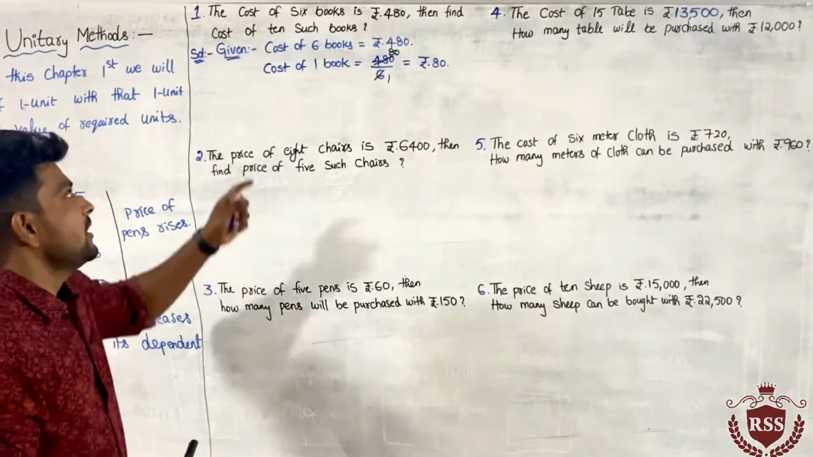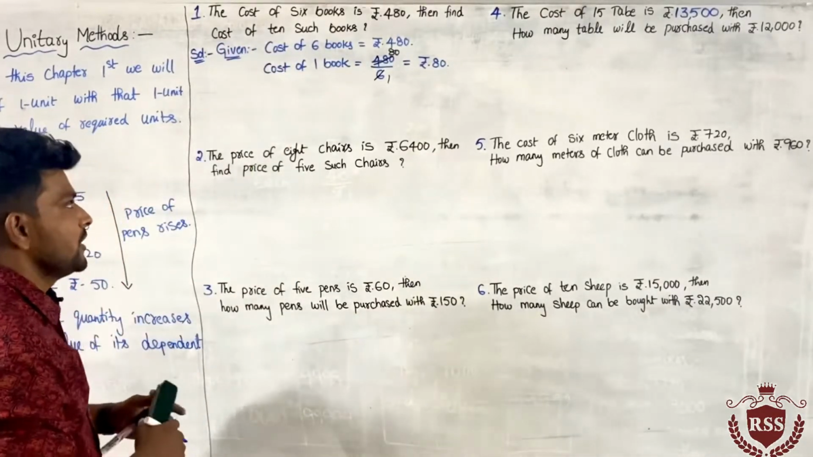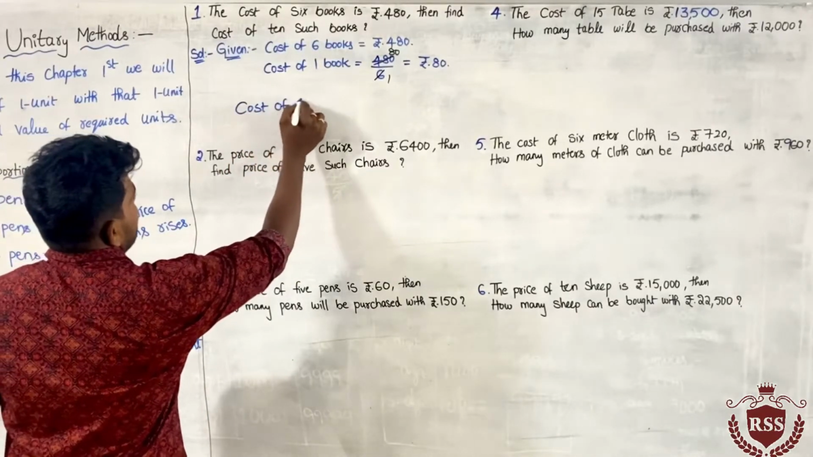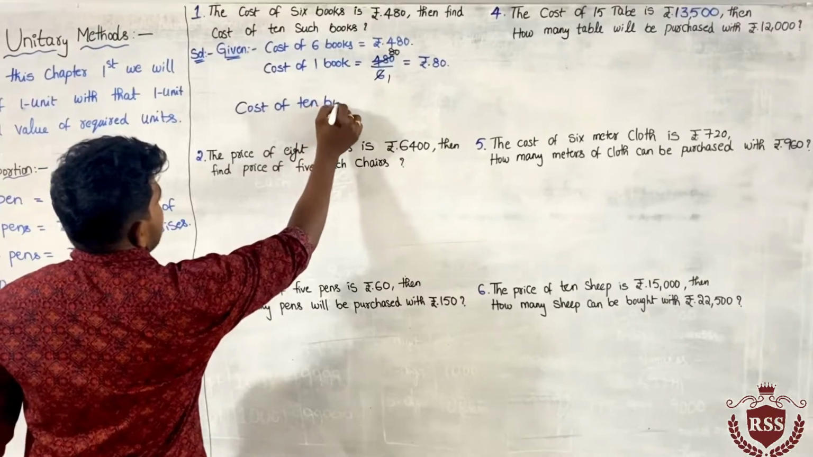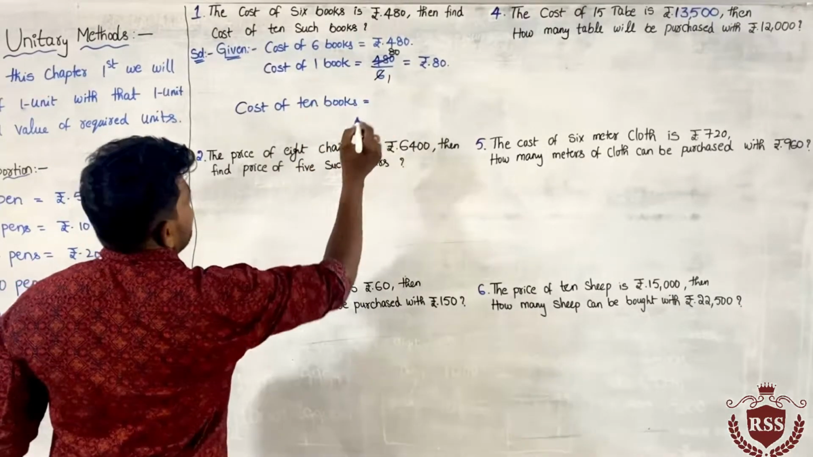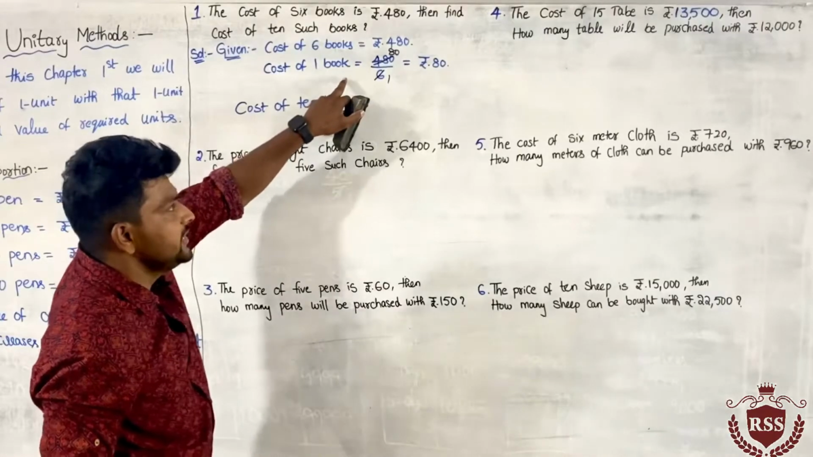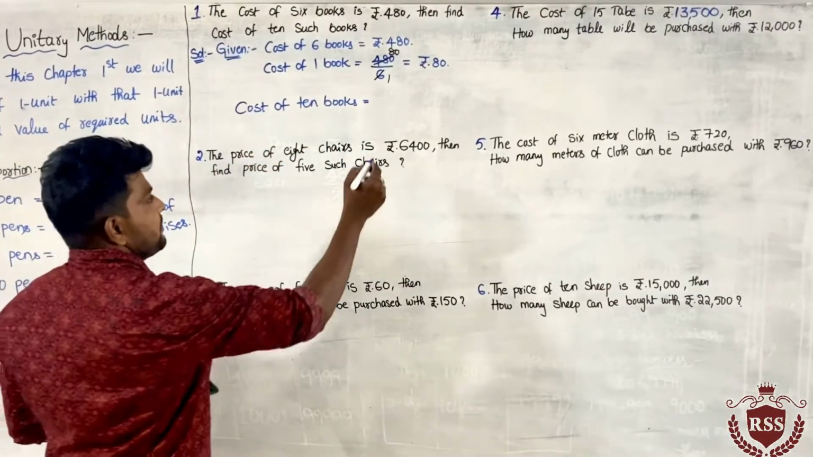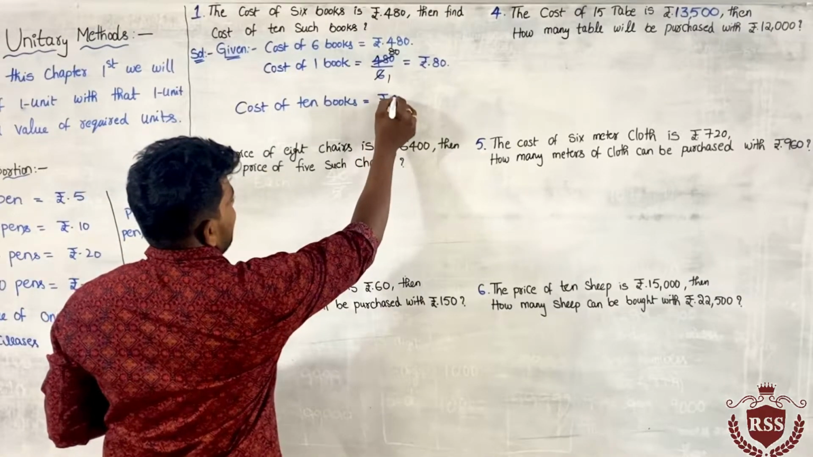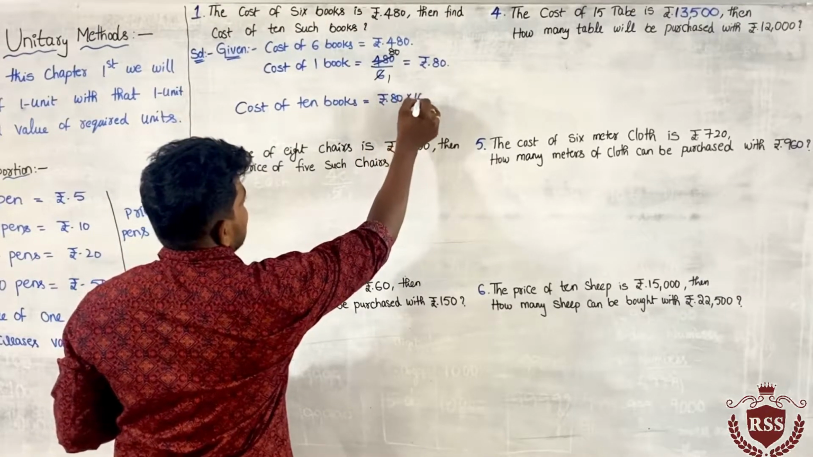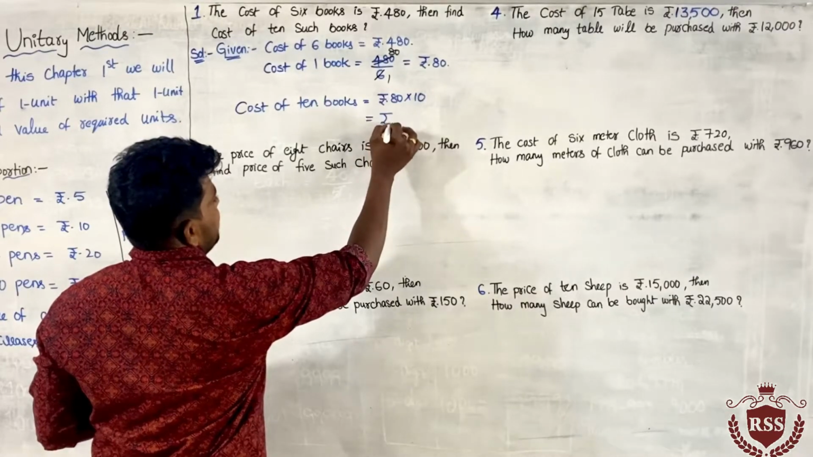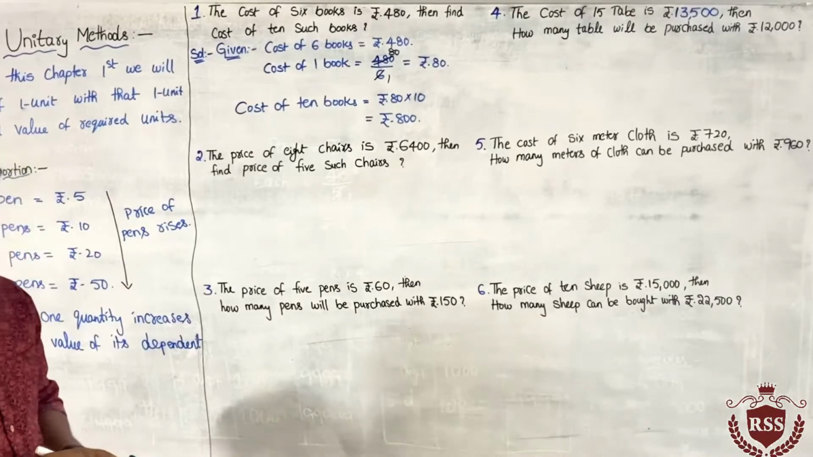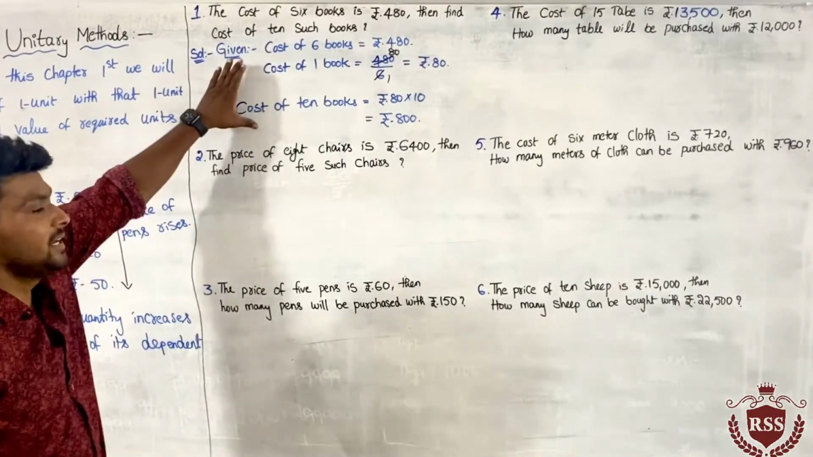Now we can find the cost of 10 books. The cost of 10 books equals the price of each book times the number of books. The price of each book is rupees 80, and the number of books we require is 10. So the total price will be rupees 800. Simple calculations, but we are doing it in a theoretical manner.